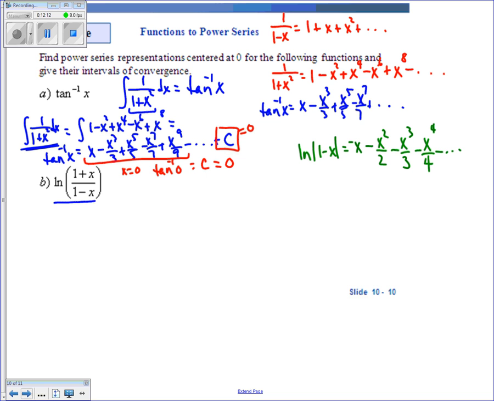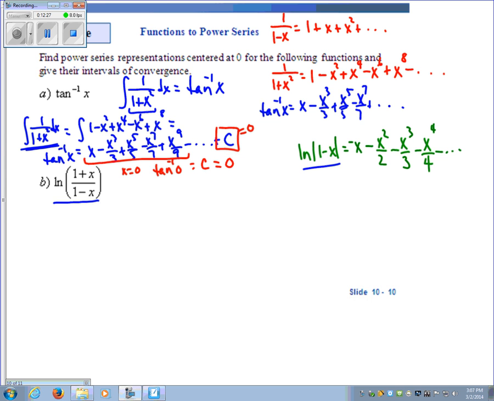Okay, now this one, I'm going to use the fact that natural log of 1 minus x is equal to that. Okay, now I didn't check my interval of convergence on the last one. Let's go ahead and do that.